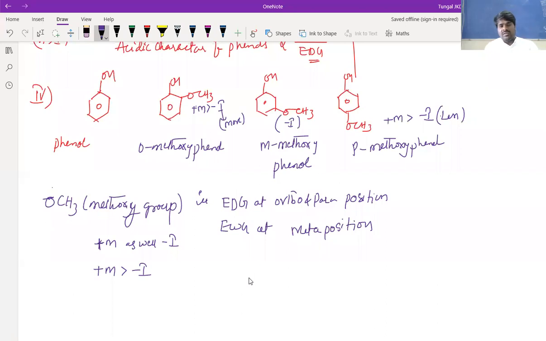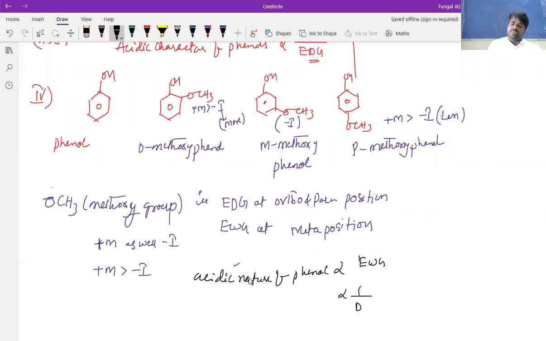So first of all, what we know, beta? Acidic nature of phenols is directly proportional to electron withdrawing groups and inversely proportional to what, beta? Electron donating groups. So what should be the order here? The decreasing order of acidic nature.